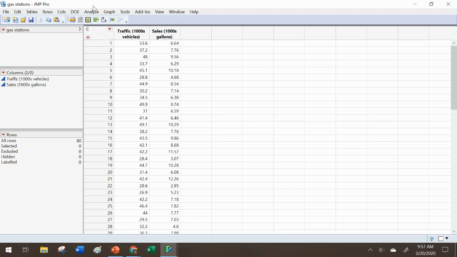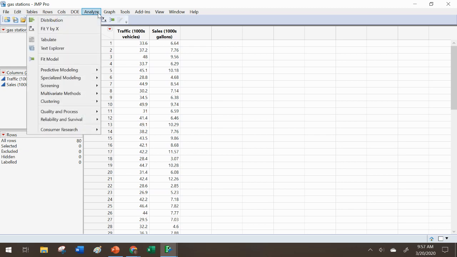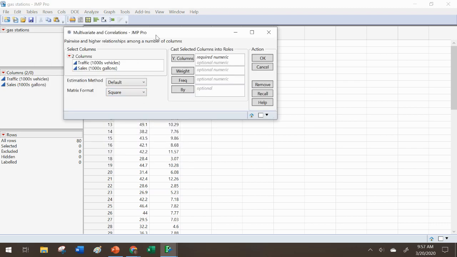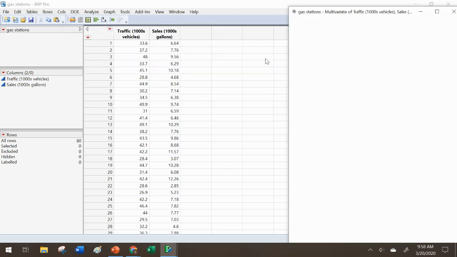All right, so if you just want the correlation coefficient, you're going to go to Analyze, Multivariate Methods, and then Multivariate. And as my cursor is there, the little pop-up box says Correlations. And then, like I said, it doesn't really matter which variable is which. So we're actually going to pick both of them and assign both as Y. Press OK.